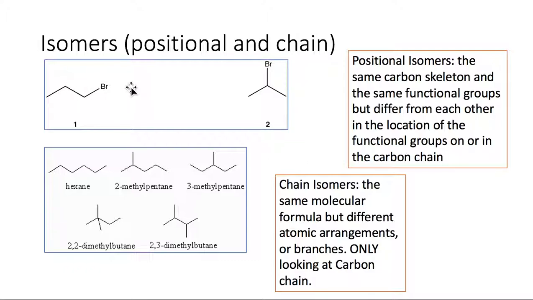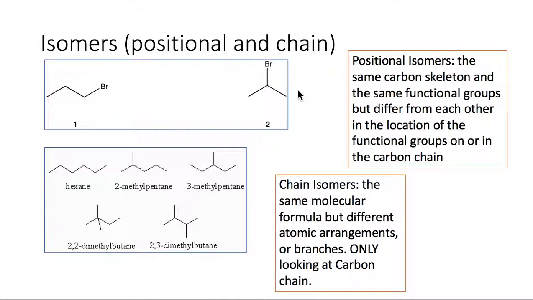So in this example right here, you have this bromine that is on carbon number 1, and then you have this bromine which is on carbon number 2. So they both have the same molecular formula. It's just the position of the functional group that is different. Please, please, please do not confuse them with functional isomers. For functional isomers, you do have completely different functional groups. But for positional, it's the same functional group, but it's just moving to a different location within the carbon chain.